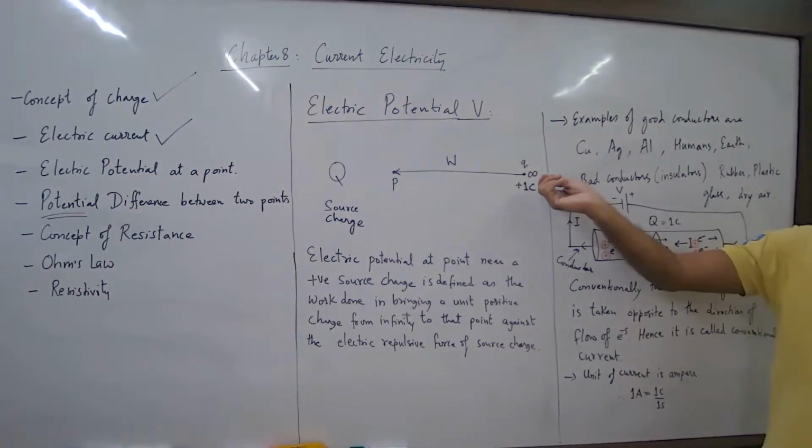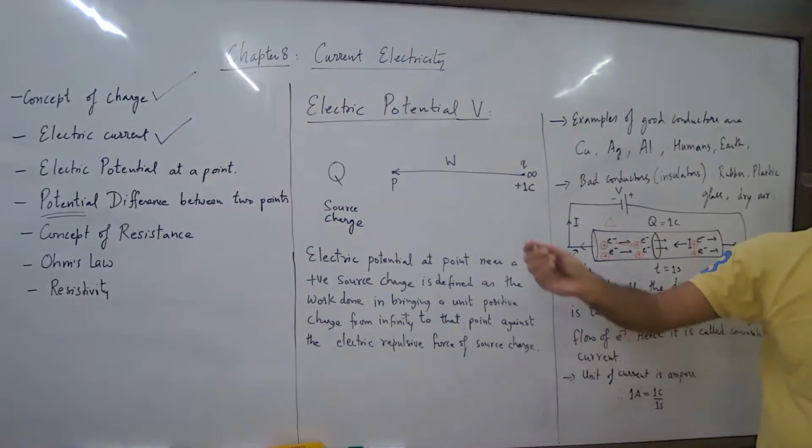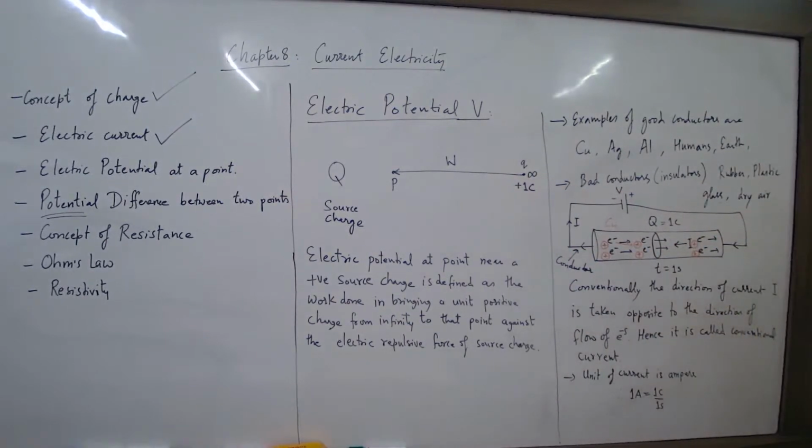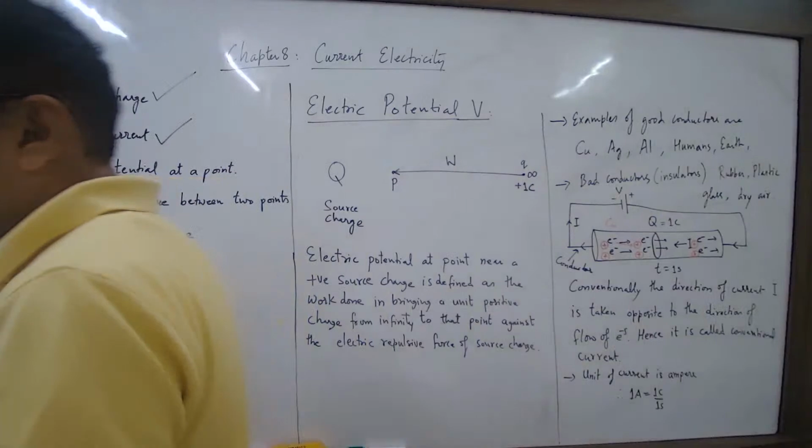If I am to bring this charge, then I am spending mechanical energy. But generally, charges are in millions and billions, so I am not doing that. It is the chemical energy which is automatically doing that. Okay? Understood? So this is how we define the potential at a point P.